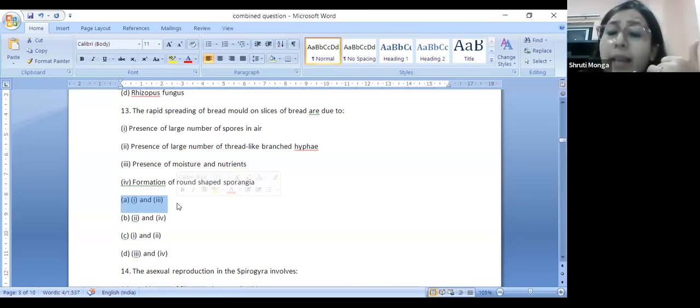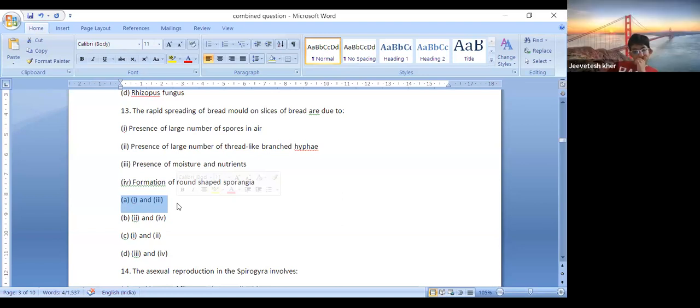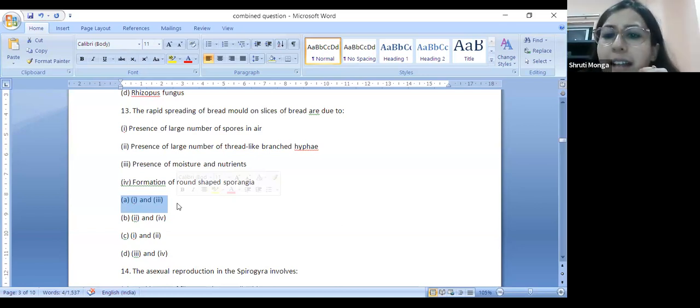So why is it spreading? Because there are so many spores. When there are many spores, there will be many fungi, so they will rapidly spread. And when the conditions are favorable for the fungus, obviously they will rapidly multiply. So the correct option is option A, first and third. Is that clear? If yes, give me a thumbs up. No thumbs up? Not clear, that means. Okay. What about Jivtesh? Okay, got it. Ishan and everybody. Fine.